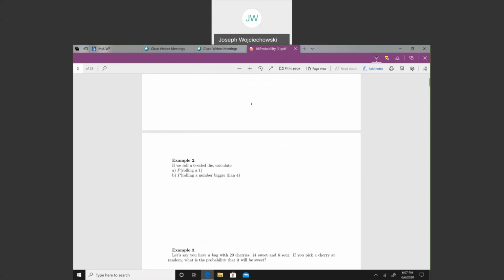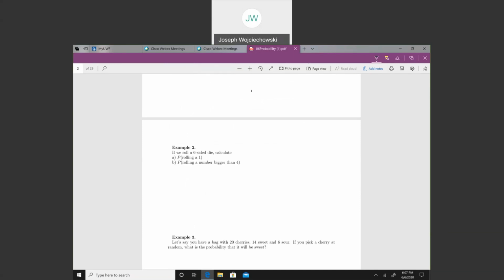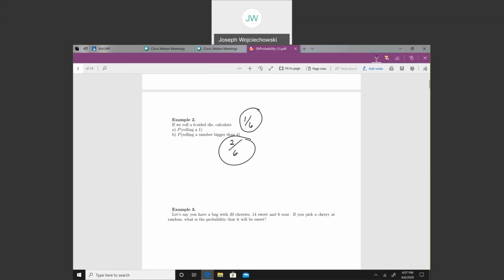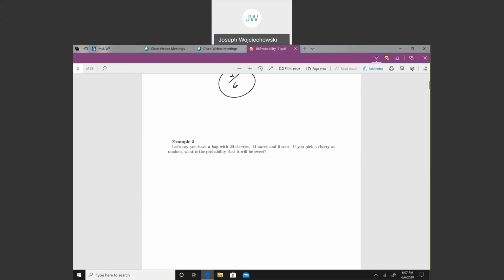So if we roll a six-sided die, calculate the probability of rolling a 1. Well, there's only one way we can roll a 1, and there's 6 possible outcomes. Okay, again, the probability of rolling a number larger than 4. Well, how many numbers are there larger than 4? That would be 5 and 6. So there's 2 out of 6 possible outcomes. Now we could reduce this fraction to 1/3, but unless it specifically says to do so, I would leave it like that. And typically in probabilities, we deal with fractions and not decimals.